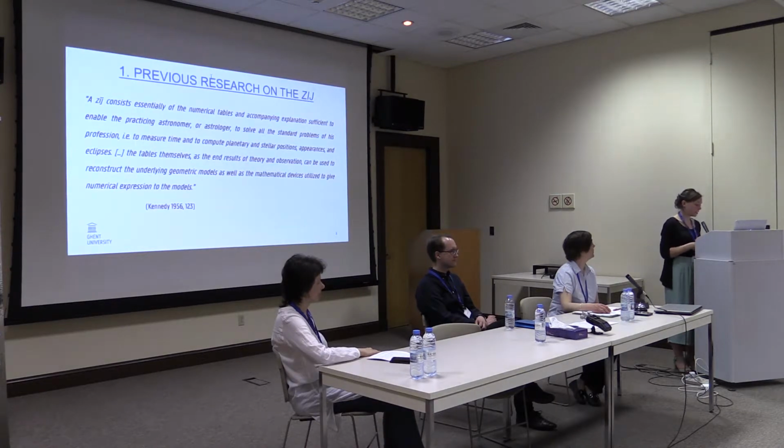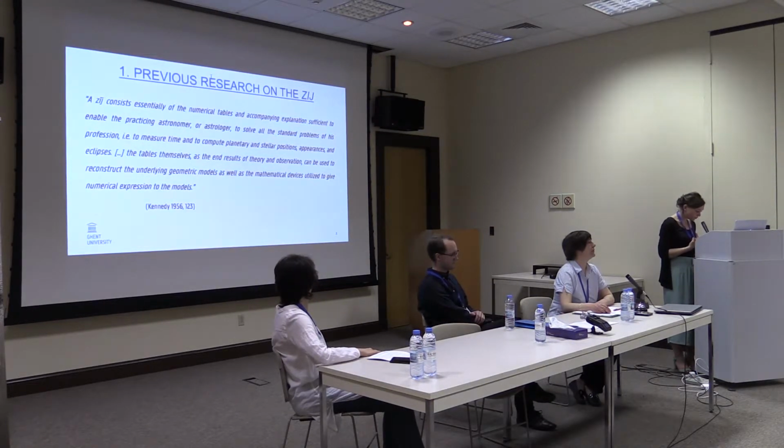So, for example, Kennedy defines the zīj as follows: A zīj consists essentially of the numerical tables and accompanying explanations sufficient to enable the practicing astronomer or astrologer to solve all the standard problems of his profession, that is, to measure time and to compute planetary and stellar positions, appearances, and eclipses. The tables themselves, as the end results of theory and observation, can be used to reconstruct the underlying geometric models, as well as the mathematical devices utilized to give numerical expression to the models.